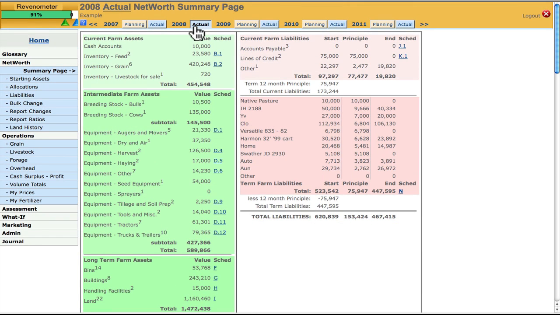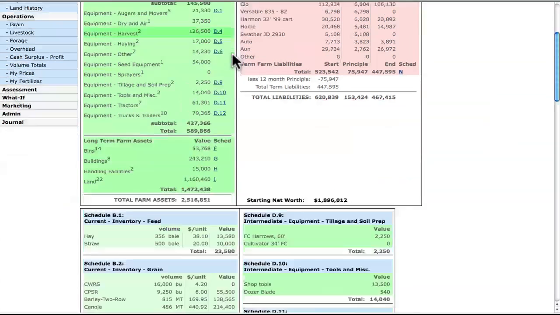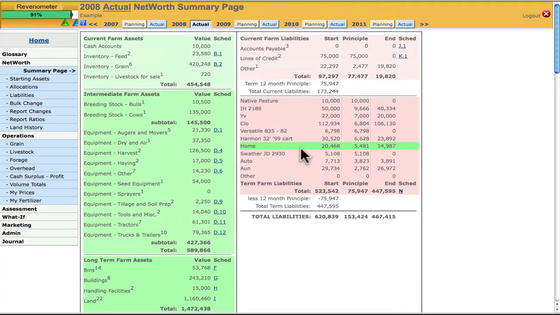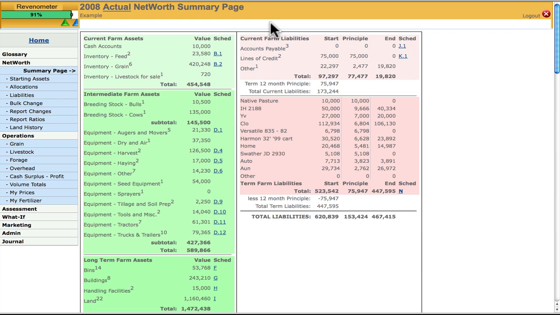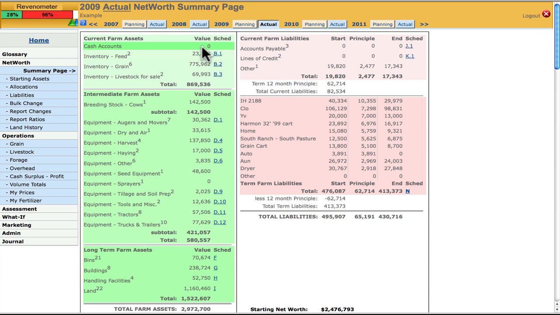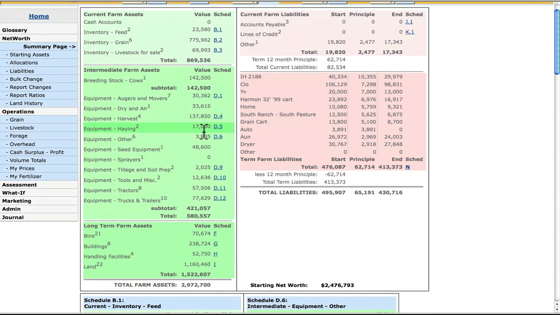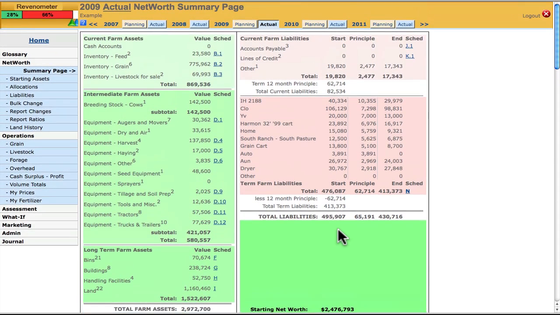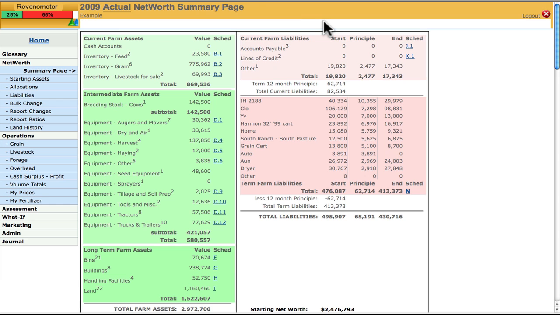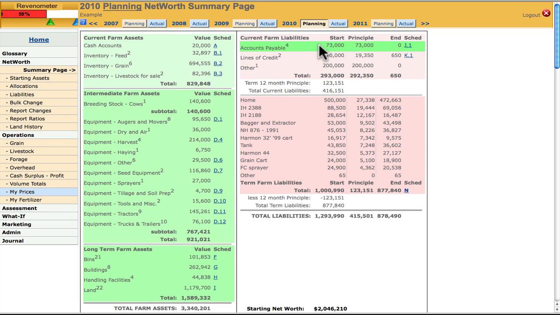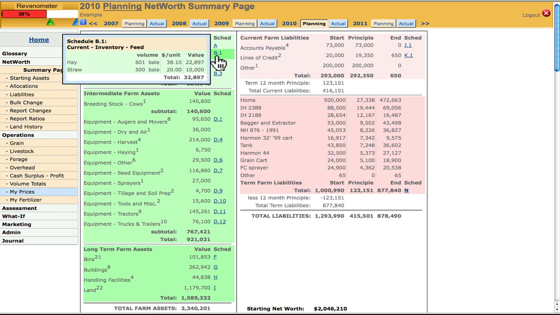You can, on the timeline, look at what would change. In 2008, that was your starting net worth. In 2009, you'll see how inventory levels have changed, cash accounts have changed, the equipment has been changed for depreciation purposes and maybe replacing, and of course it looks like a good year because now you're up to 2.4 million. So you can look from year to year in your financial statement just by clicking on the timeline. That's a very handy way to look at your farm over a series of years.